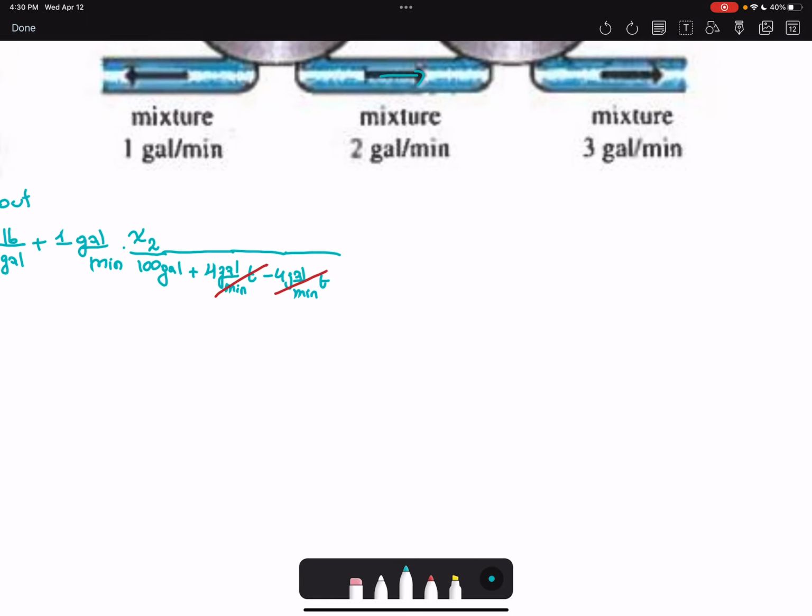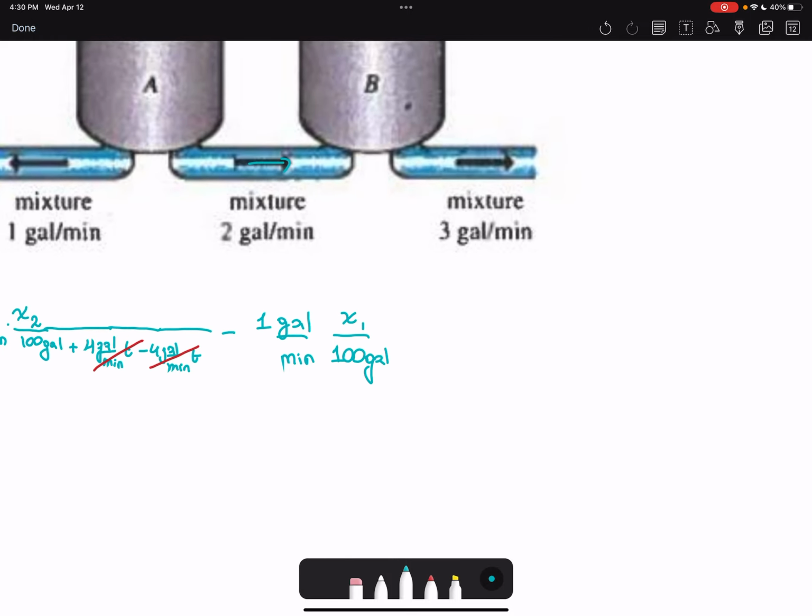Now going out, we have minus 1 gallon per minute at the concentration of A, because that water is coming from A, divided by the volume of A, which we said just now is still 100 gallons. And then we have minus this other one coming out, which is 2 gallons per minute, times again the concentration of A, because that water is coming from A.